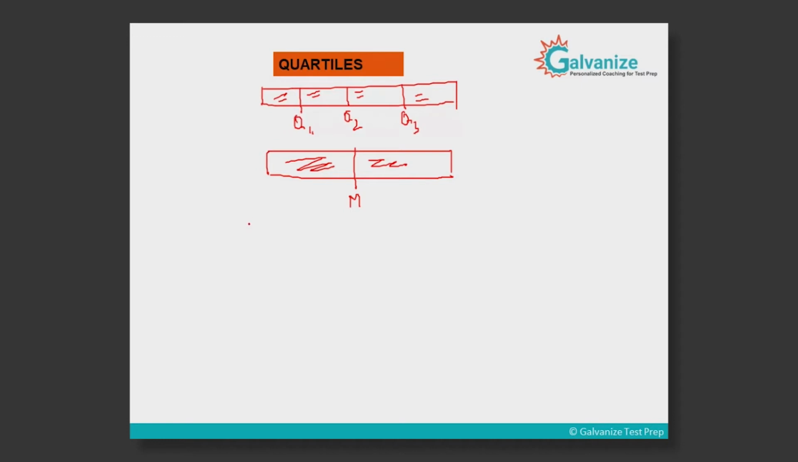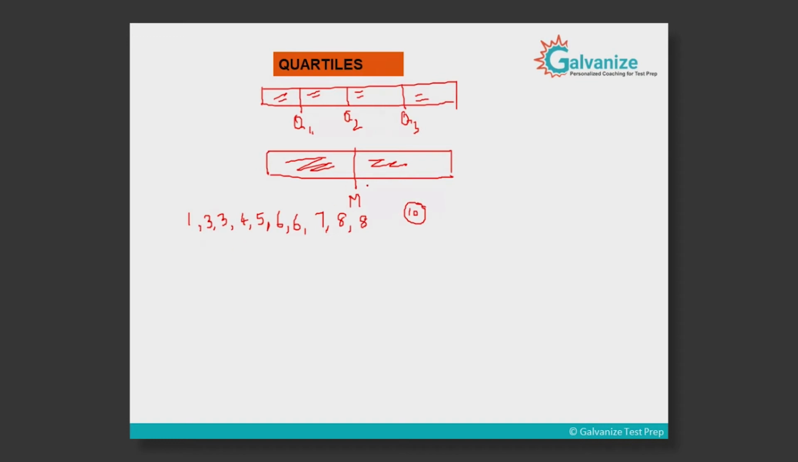Let's look at an example to try to understand this concept better. For example, suppose you have a data set, say 1, 3, 4, let me have a 5 here, a 6, 7, 8, and a 8. Number of observations: 3, 4, 5, 6, 7, 8, 9, 10. There are 10 observations here. 10 is an even number. When you have an even number of observations, you know the method to find the median.